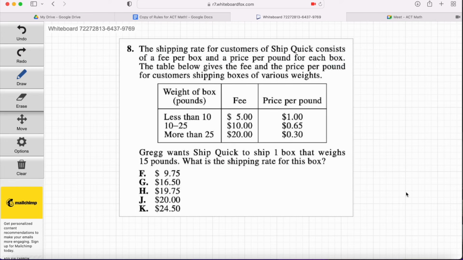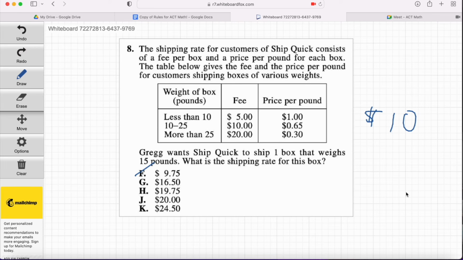Where can we start here to find the shipping rate for this box that's 15 pounds? So if it's 15 pounds, they'll go to the weight of the box with the pounds, and then it would be 10 through 25. Exactly. So you know it's at least $10. So we're starting with $10. Right off the bat, we can eliminate an answer choice. Which one can we get rid of? Which would be under 10. So answer F. F is gone.